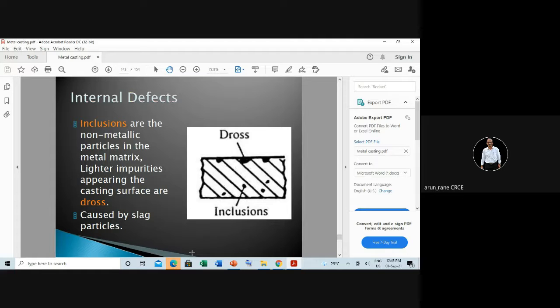This is not much common, that is inclusions. These are the non-metallic particles in the metal matrix or the lighter impurities which are appearing on the surface of the casting. This is the surface. This is not internal, this is actually on the surface. This is also called the dross.